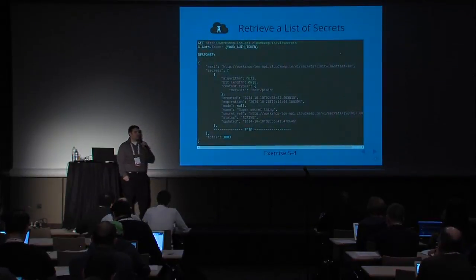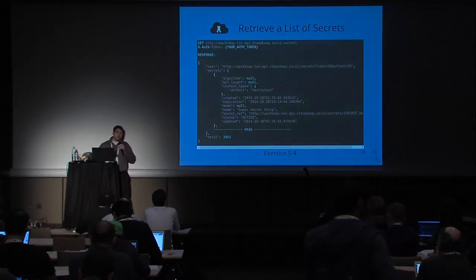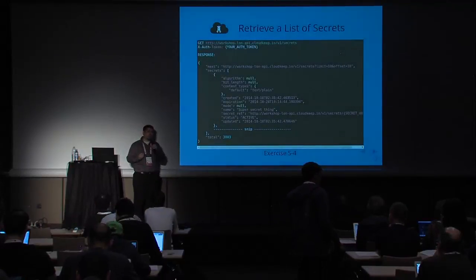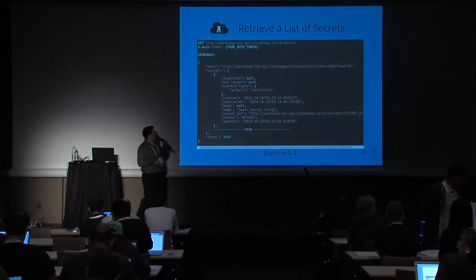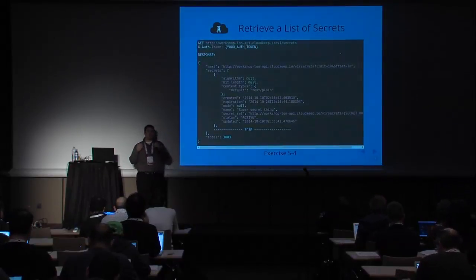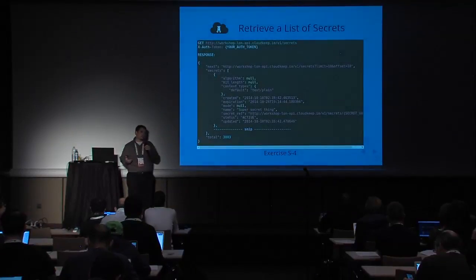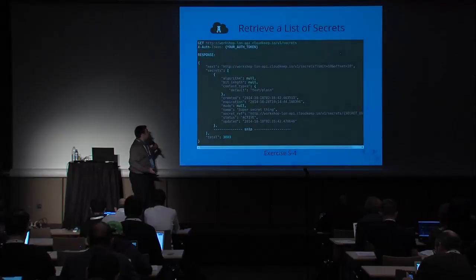Let's talk about retrieving a list of secrets. In a lot of cases, you know exactly the secrets that you've created, you have absolute references to them, and you might store that someplace. However, there are cases where you've created a number of secrets, but you don't know exactly what the references are. In this case, we provide a way to list out all of your secrets for a given user.